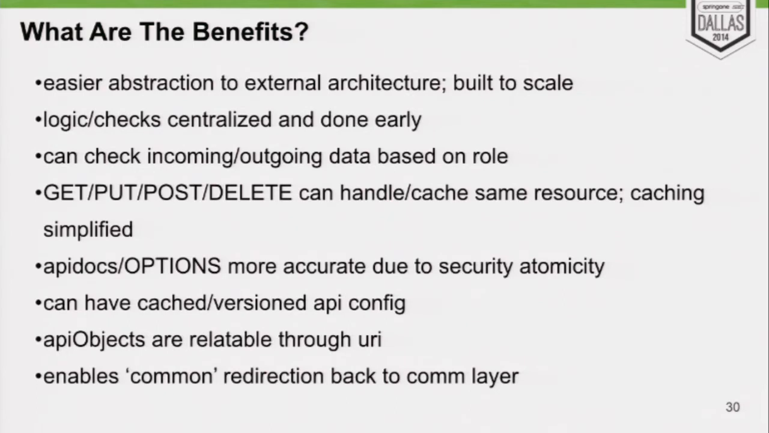The API objects are relatable, which allows us to do chaining. Once you have your API objects in your cache, you can relate one API object to the next, which allows for chaining, which I'm going to get into in a second. And this enables common redirection back to the COM layer, which I showed, without having to do a second request and go outside of your original request.